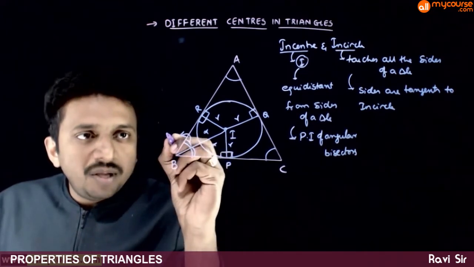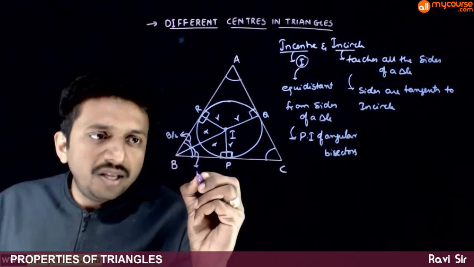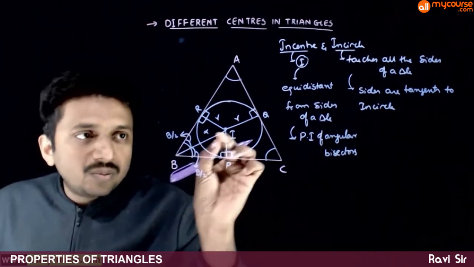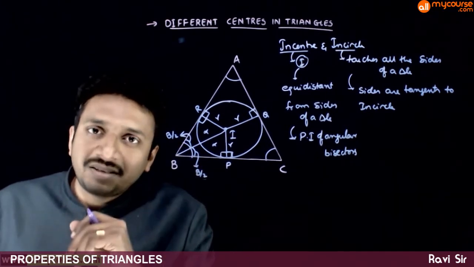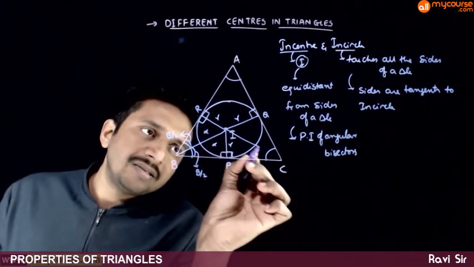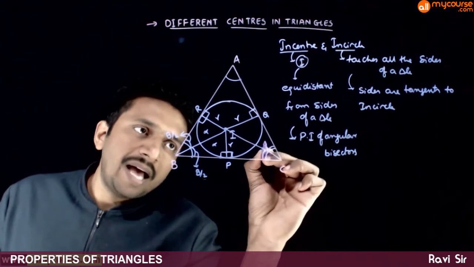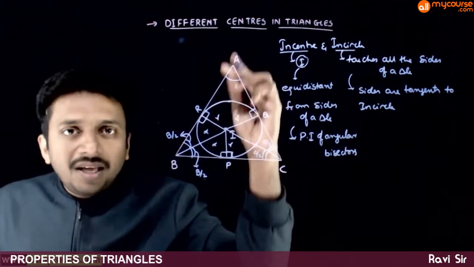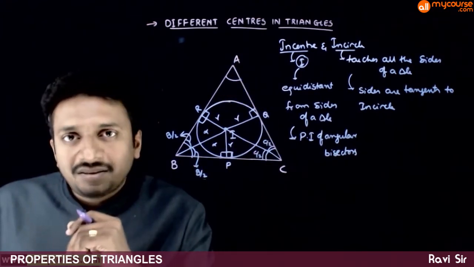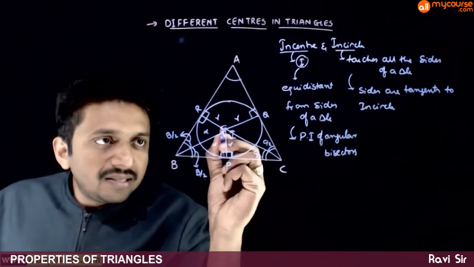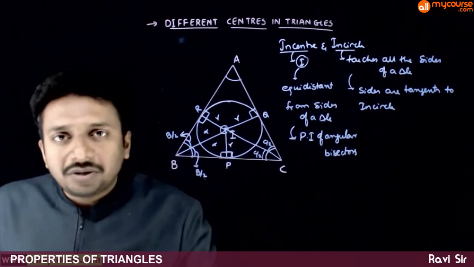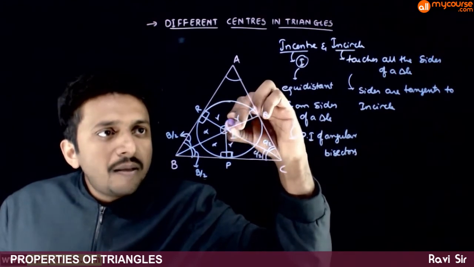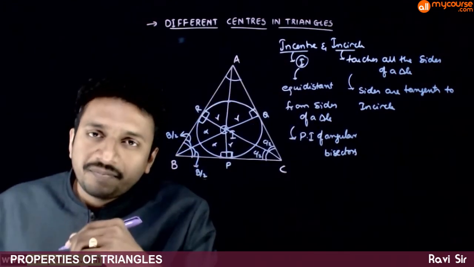Hence this has to be B by 2 and this has to be B by 2. That means the line joining the vertex with the incenter has to be the angular bisector. Similarly, if I join this, here also you have C by 2 and C by 2. And if you join A to I, that will also be the angle bisector. So I is nothing but the point of intersection of the angular bisectors of a triangle.